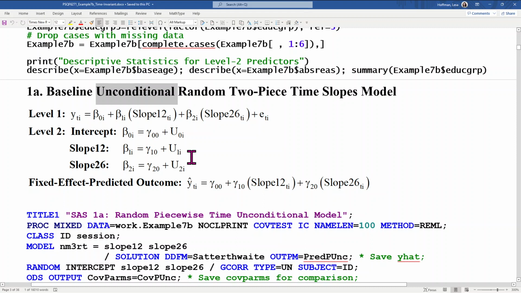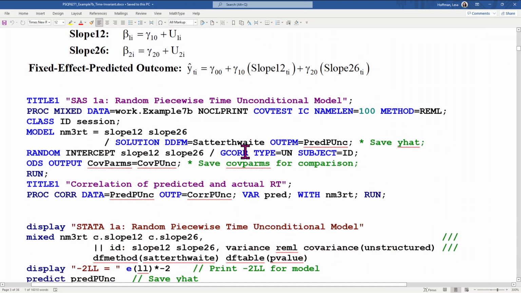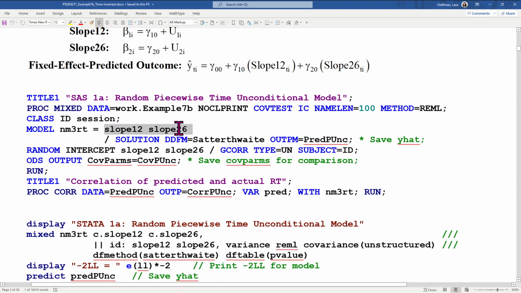Now our job is to see by how much we can reduce each of these U variances by adding level 2 between-person, time-invariant predictors. So this is estimated to become a baseline so that we can see how much variance there is to be predicted at level 2. So slope 1,2 and slope 2,6 go in the model as fixed effects here on the model line in SAS. They go into the random statement to become random effects, as well as the intercept, of course, that we have to start with.